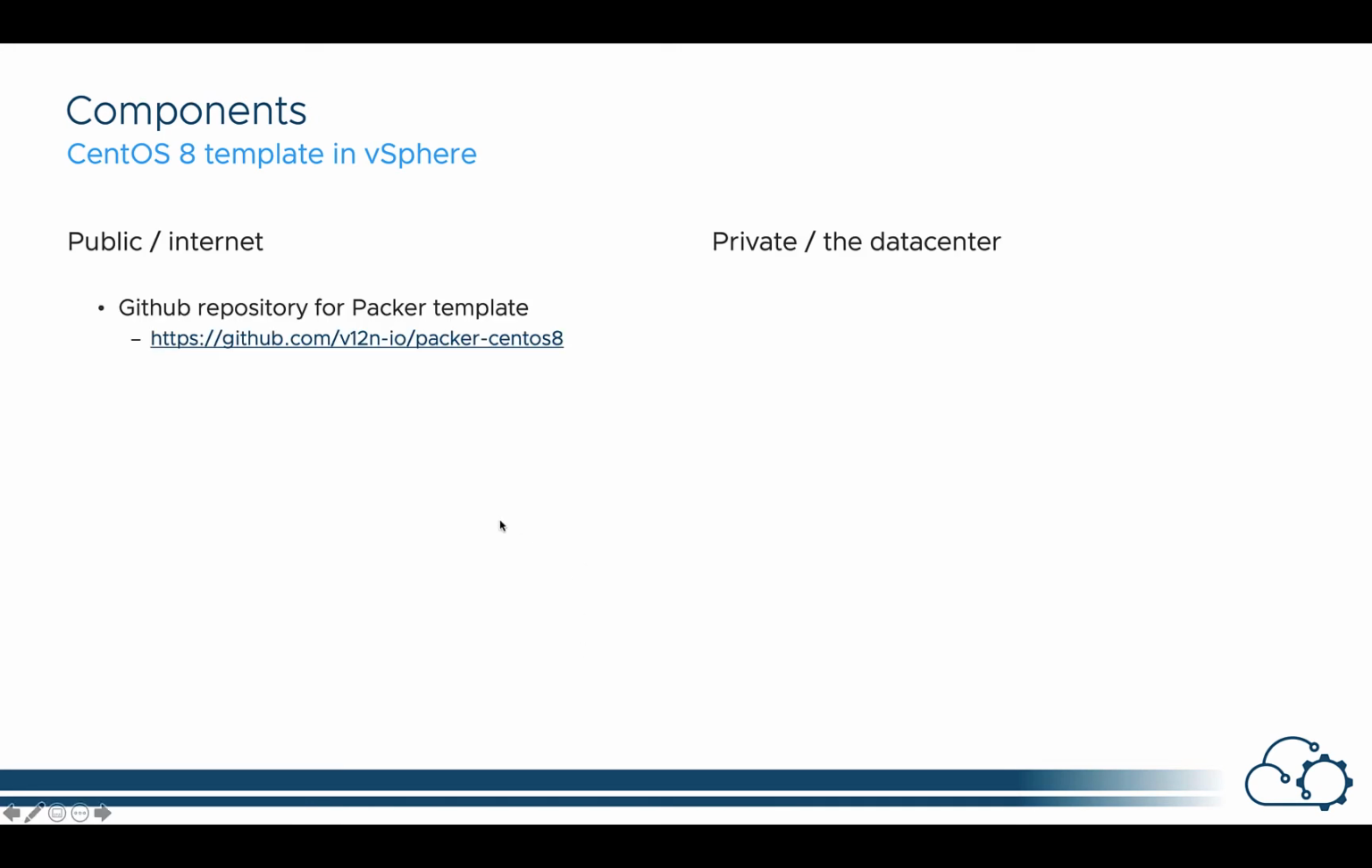There are a number of components involved in this deployment. Some of these are hosted out in the public internet, and some of them are held privately in my own data center. The first of these public components is my GitHub repository for my Packer template. The URL for it is shown here. I'll also add it in the video's notes.